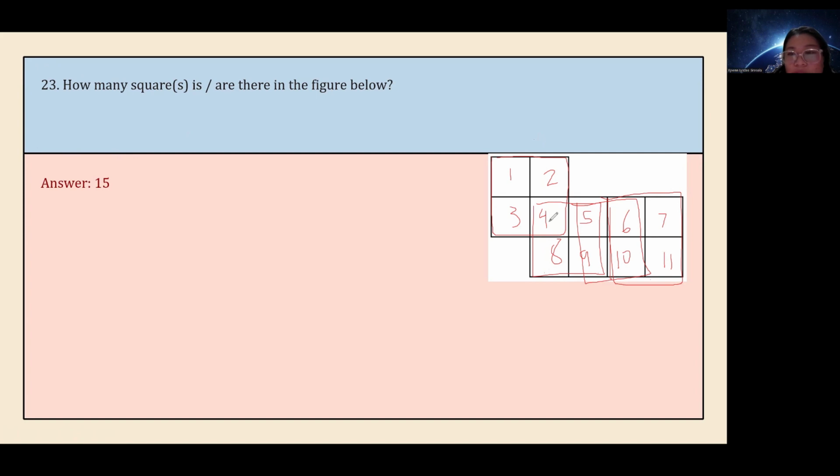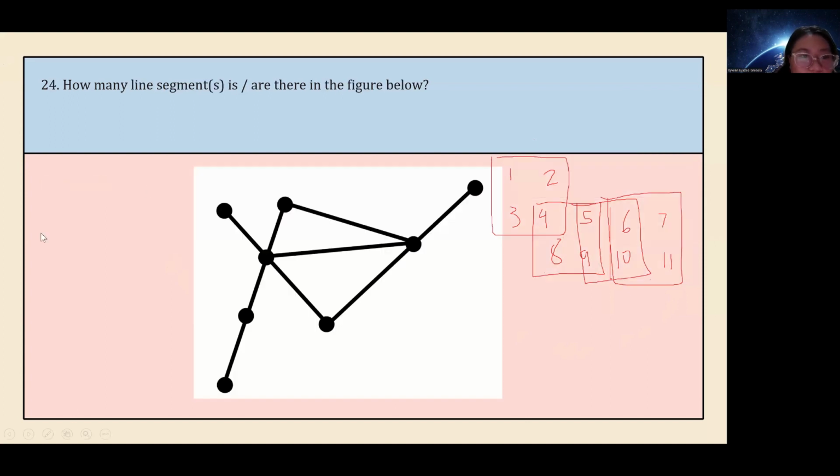Okay, don't get confused, huh? We have 1, 2, 3, 4, 2 by 2 squares in total, plus 11 unit squares. So that's 11 plus 4, 15. Okay, I just got a little bit confused a while ago with the counting. Okay, number 24.